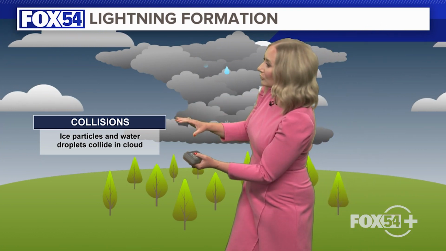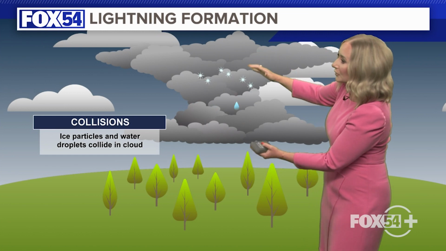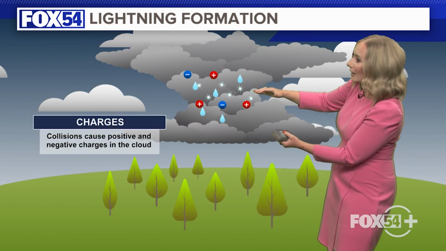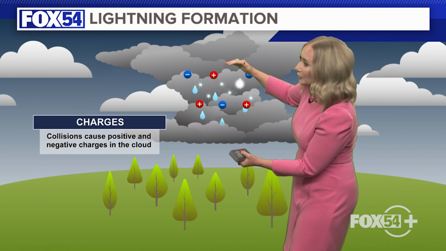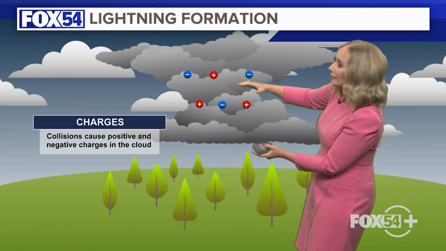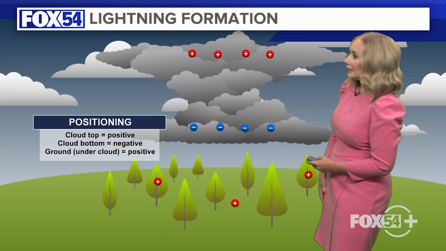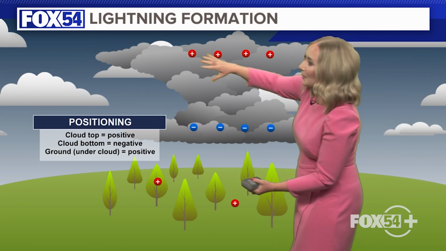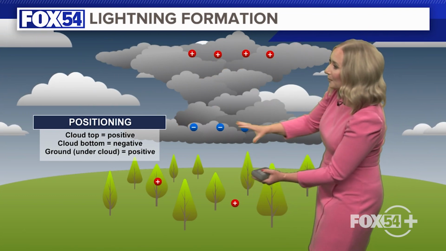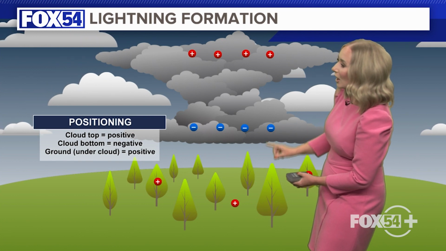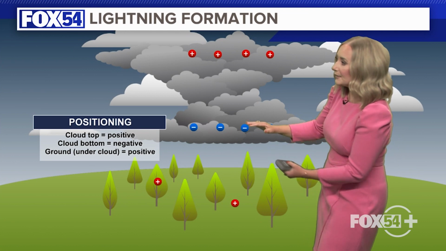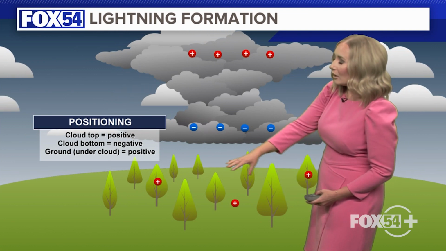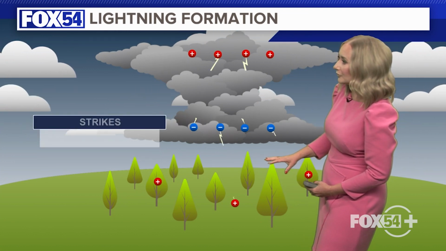You have ice particles and water droplets that are going to collide together within this cloud, and the collisions between the particles are going to cause positive and negative charges within that particular cloud. At the cloud top, you have the positive ions. At the bottom, you've got the negative ions. And then under the cloud, trees, buildings, any type of thing that's sitting under that cloud, are going to be positively charged as well.